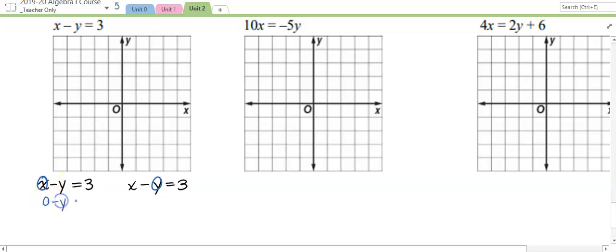0 minus y equals 3, which simplifies to negative y equals 3, or y equals negative 3. That's where y equals negative 3. x minus 0 equals 3. That's the same as x equals 3.